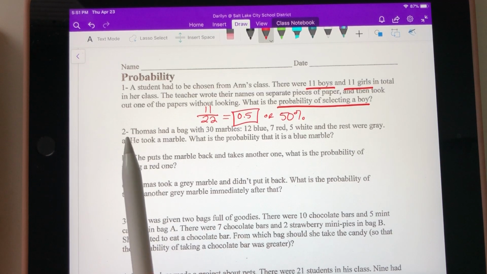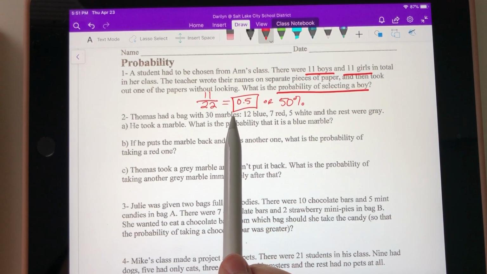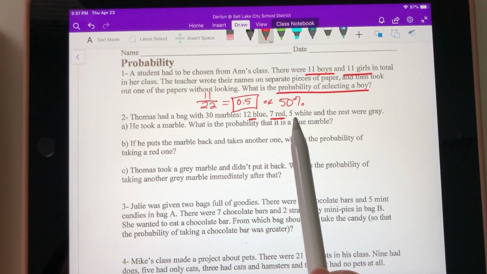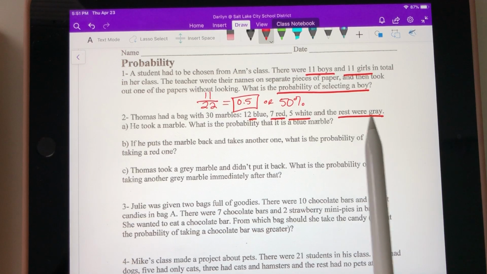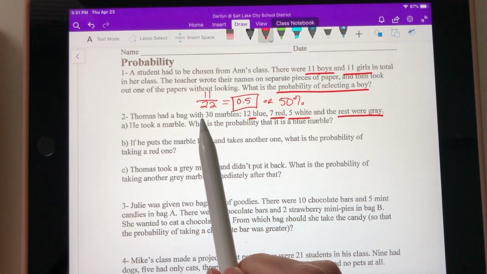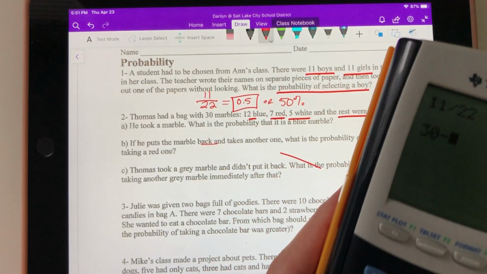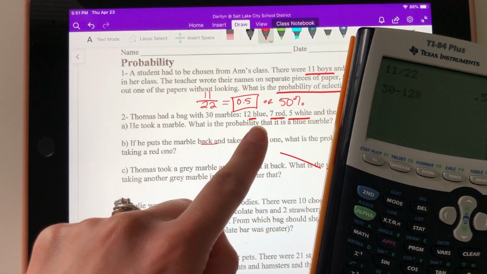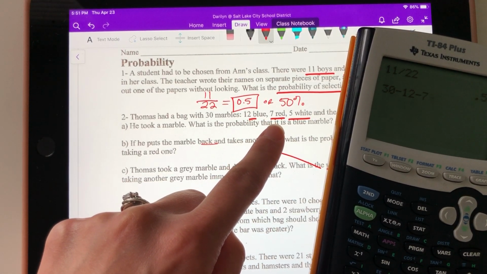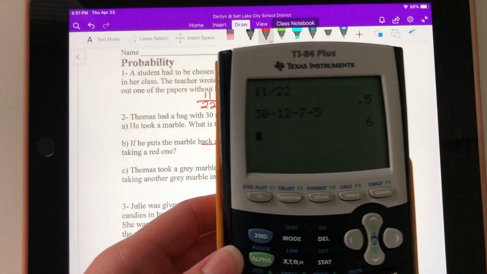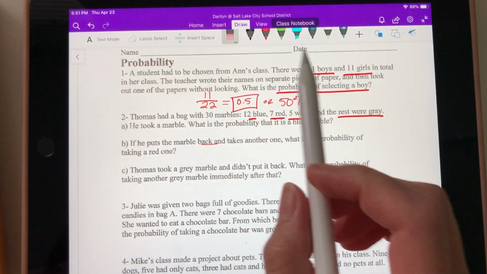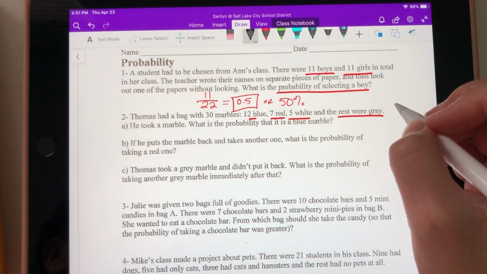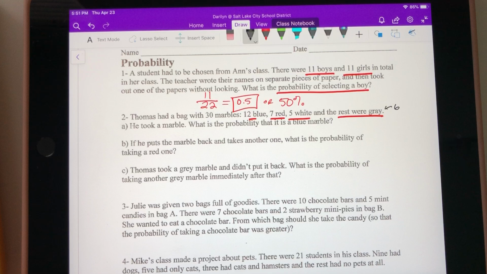All right, so number 2, Thomas had a bag with 30 marbles, 12 blue, 7 red, 5 white, and the rest were gray. So there's 30 marbles. So, I mean, how many gray would there be? Let's just do this right now. If there's 30 marbles, 30 minus the 12 that are blue, minus the 7 that are red, minus the 5 that are white. That tells me there's 6 gray marbles. So I can go ahead and just, well, first erase my little mistake. And then I can just say, well, there's 6 gray. We just calculated that. I mean, we're probably gonna have to use it, so whatever.